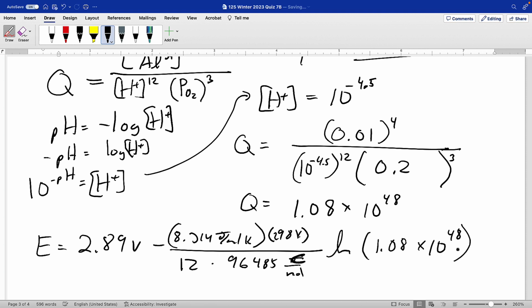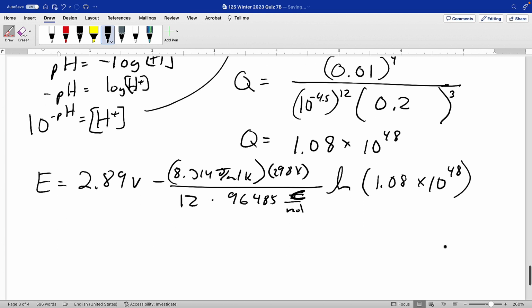Since our hydrogen ion concentration is low and the exponent is 12, we end up with a very small number on the bottom, which makes the overall Q quite big. Remember, when Q is big, that pushes the reaction backwards. So if we make Q really big, we could decrease the voltage quite a bit. Let's cancel units. Kelvins cancel kelvins, per mole cancels per mole, and so we have joules per coulomb, which is a volt. So we're subtracting a volt from a volt. We get 2.65 volts.